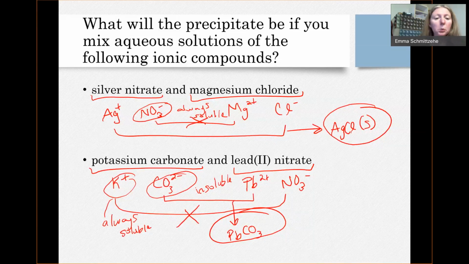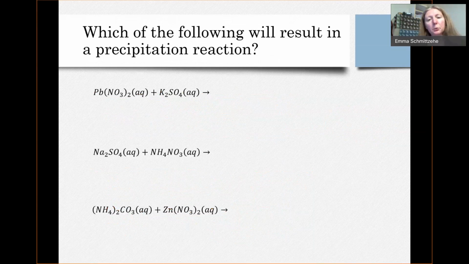And we'll do one more set of examples. Here it says, which of the following will result in a precipitation reaction? The only way you're going to know if you have a precipitation reaction is if you figure out, will some insoluble compound form? So you've got to predict the products. Even though it doesn't say predict the products or what is the precipitate, it just says will a precipitation occur. The way you figure that out is you identify if there's a precipitate.